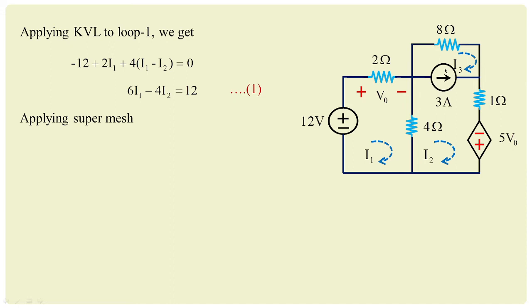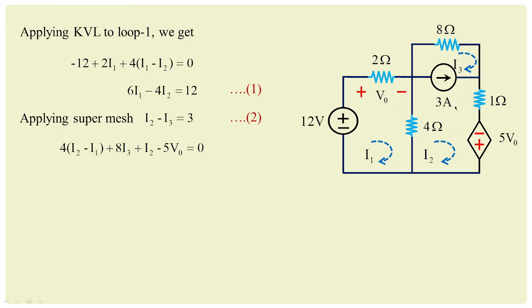Then observe we have 3 amperes, that is the current source shared by two loops. Therefore, it becomes a super mesh. Now you can get the equation for the super mesh as follows. The direction of I2 is aligned with 3 amperes. Observe that I2 and 3 amperes are both in the same direction, whereas loop current I3 is opposite to 3 amperes. So here you can see I2 minus I3 is equal to 3. I have selected one super mesh equation.